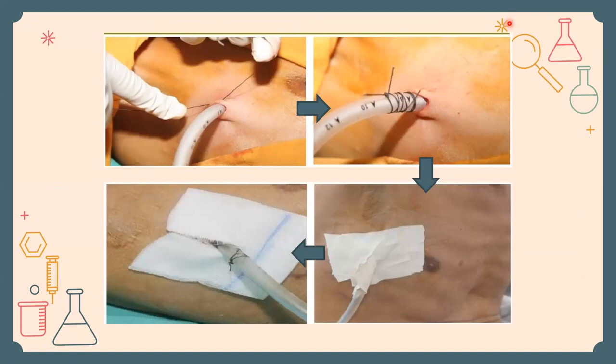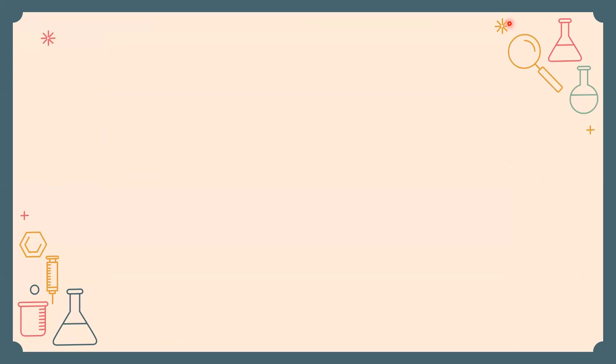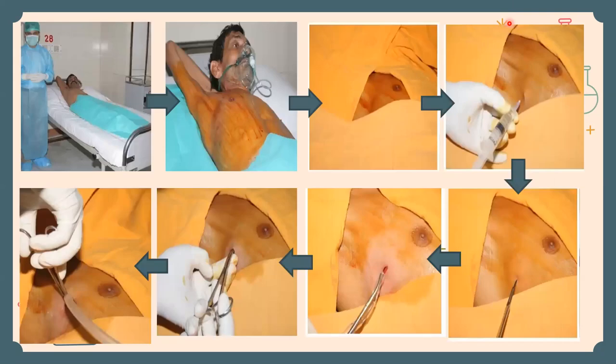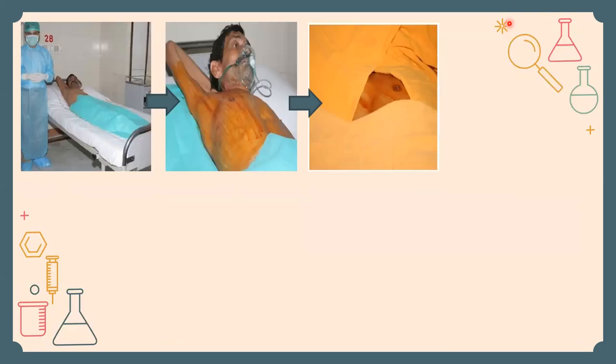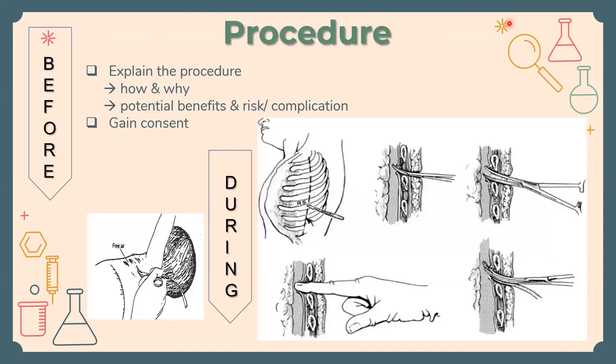It's actually the open method. Open method means you explore. You open and then you visualize the structure underneath, especially the ribs. You open up, you feel for the ribs, and then you visualize the ribs. Then only you puncture. There is less risk of complication, but it's much more difficult, and the incision will be larger.